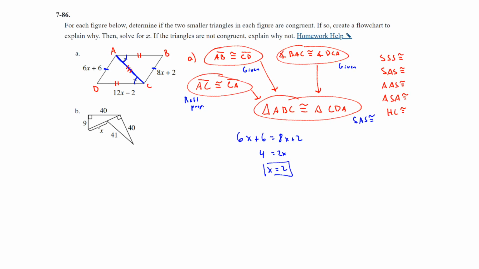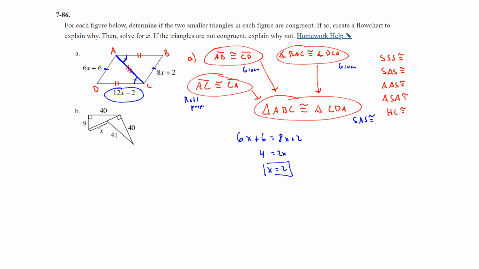So let's make sure we did everything. So create a flowchart, did that. Did our explaining why with our justifications, and then we solved for x. So it looks like we're good to go. If we wanted to find the side lengths, we would plug those back in, and we could solve for the side lengths. So this 12x minus 2 wasn't necessary in the problem to solve for x. We were able to do that with the two other side lengths.